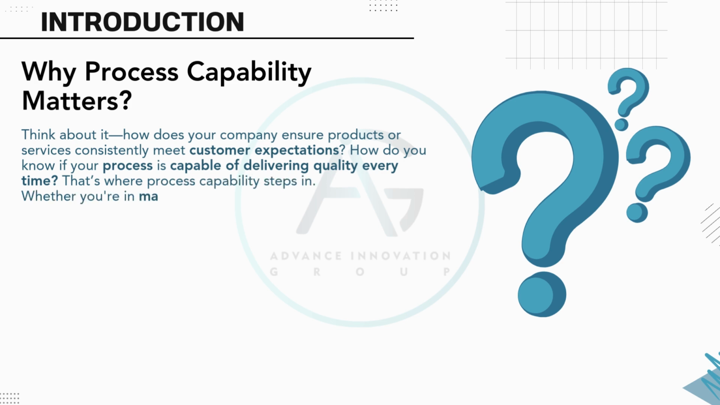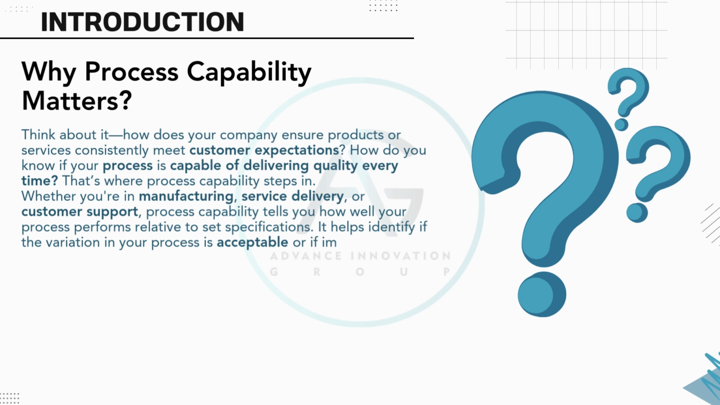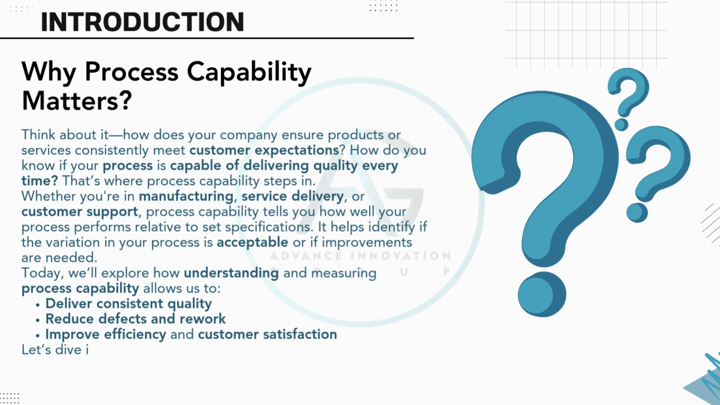Whether you're in manufacturing, service delivery, or customer support, process capability tells you how well your process performs relative to set specifications. It helps identify if the variation in your process is acceptable or if improvements are needed. Today, we'll explore how understanding and measuring process capability allows us to deliver consistent quality, reduce defects and rework, and improve efficiency and customer satisfaction. Let's dive into the tools and concepts that make this possible.